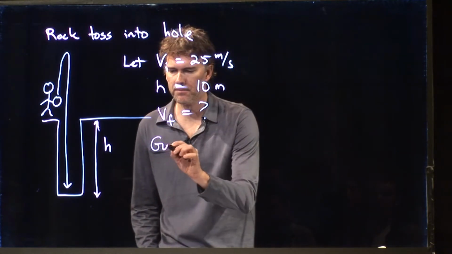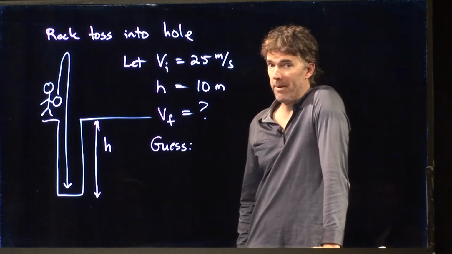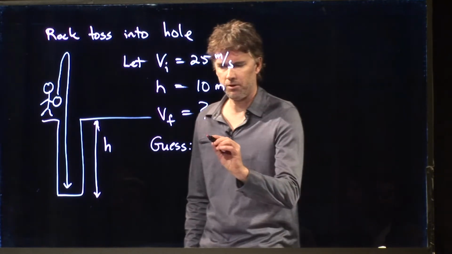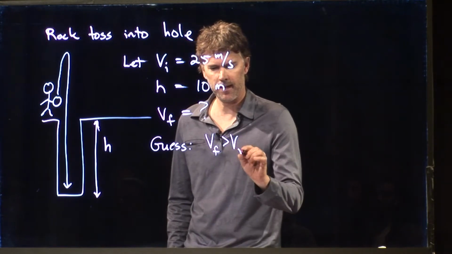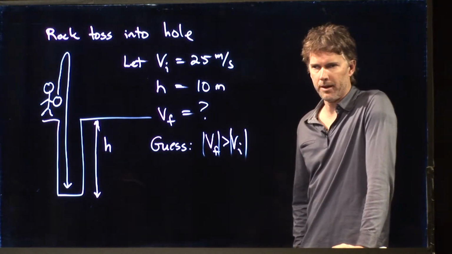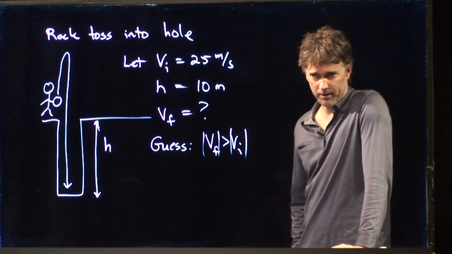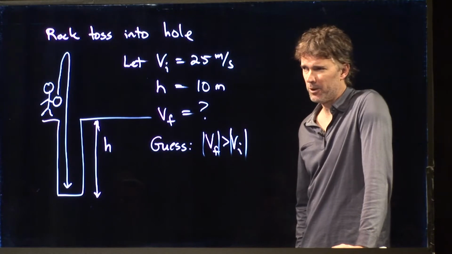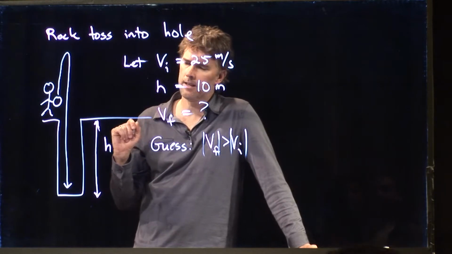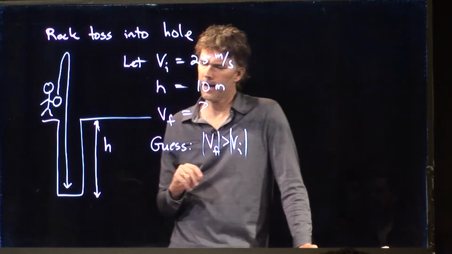And let's take a guess. What do you guys think? Is VF going to be bigger than VI? Yes. VF seems like it would certainly be bigger than VI. At least the magnitude. Let's not worry about the signs yet. We'll say that the speed is certainly going to be bigger. Is it going to be a lot bigger or just a little bit bigger? Well, we're not really sure. 25 meters per second seems like it's going to go pretty high compared to how far it falls. So maybe it's not going to pick up that much speed on the way down. We'll try it out and see.